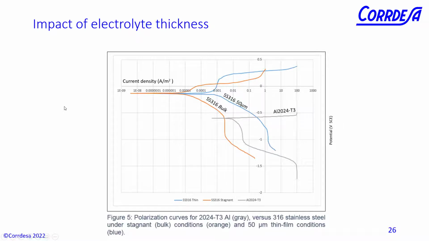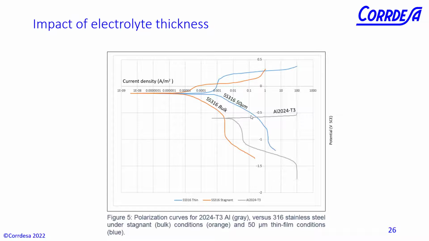There's also the impact of electrolyte thickness that you can account for when you're doing the 3D model. Now that you're calculating the potential distribution and the current density distribution, and on the boundaries of your model you have these polarization curves that define the boundary conditions, you can model a bulk electrolyte situation, a thick layer of electrolyte, such as in the ocean or in a lake, compared to the condensate that you might have, a thin layer electrolyte.